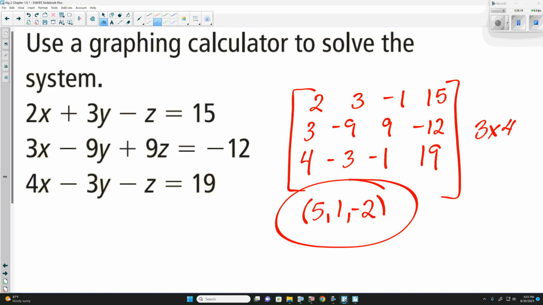For yesterday's homework, 1.5, problems 3 through 5, 11, and 13.